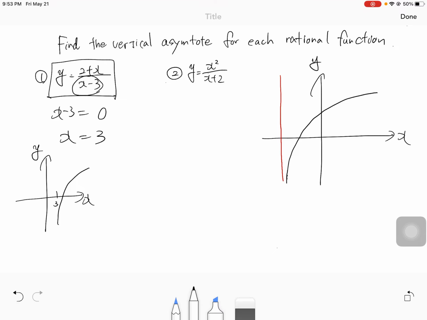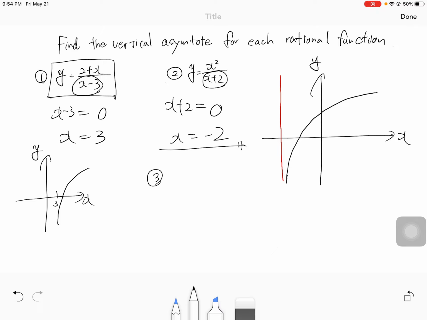Okay? So let's work on number 2. I will do it the same way as number 1. The denominator is x plus 2, and x plus 2 cannot be 0. So let's find the value that makes the denominator 0, which is x equals negative 2. This is the vertical asymptote. Let's work on one more question.